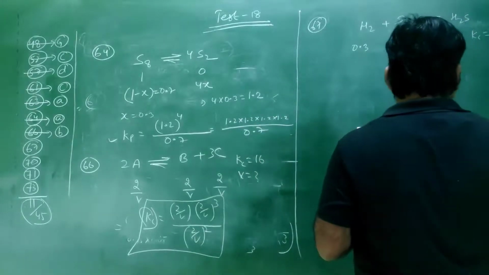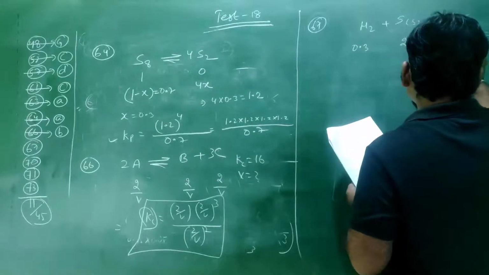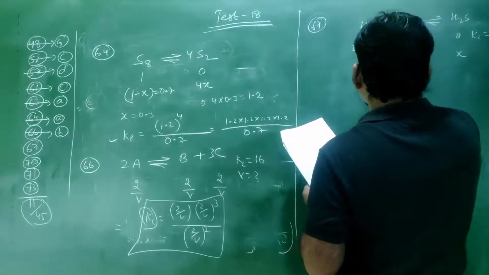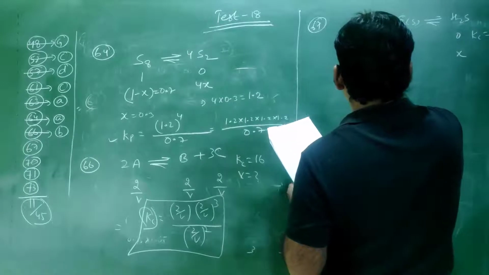This will become 0, and if this will become 0, so now it is x, and this will be 0.3 minus x.